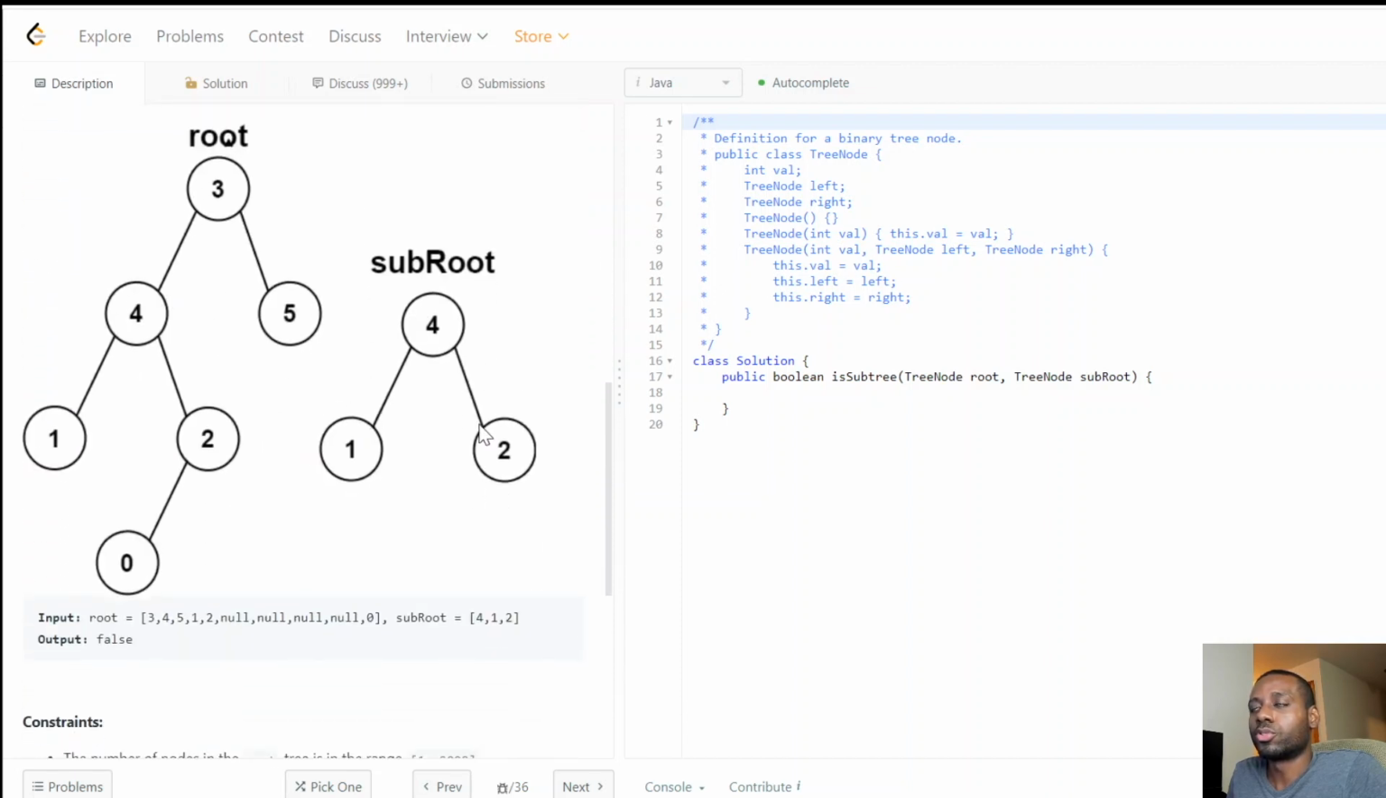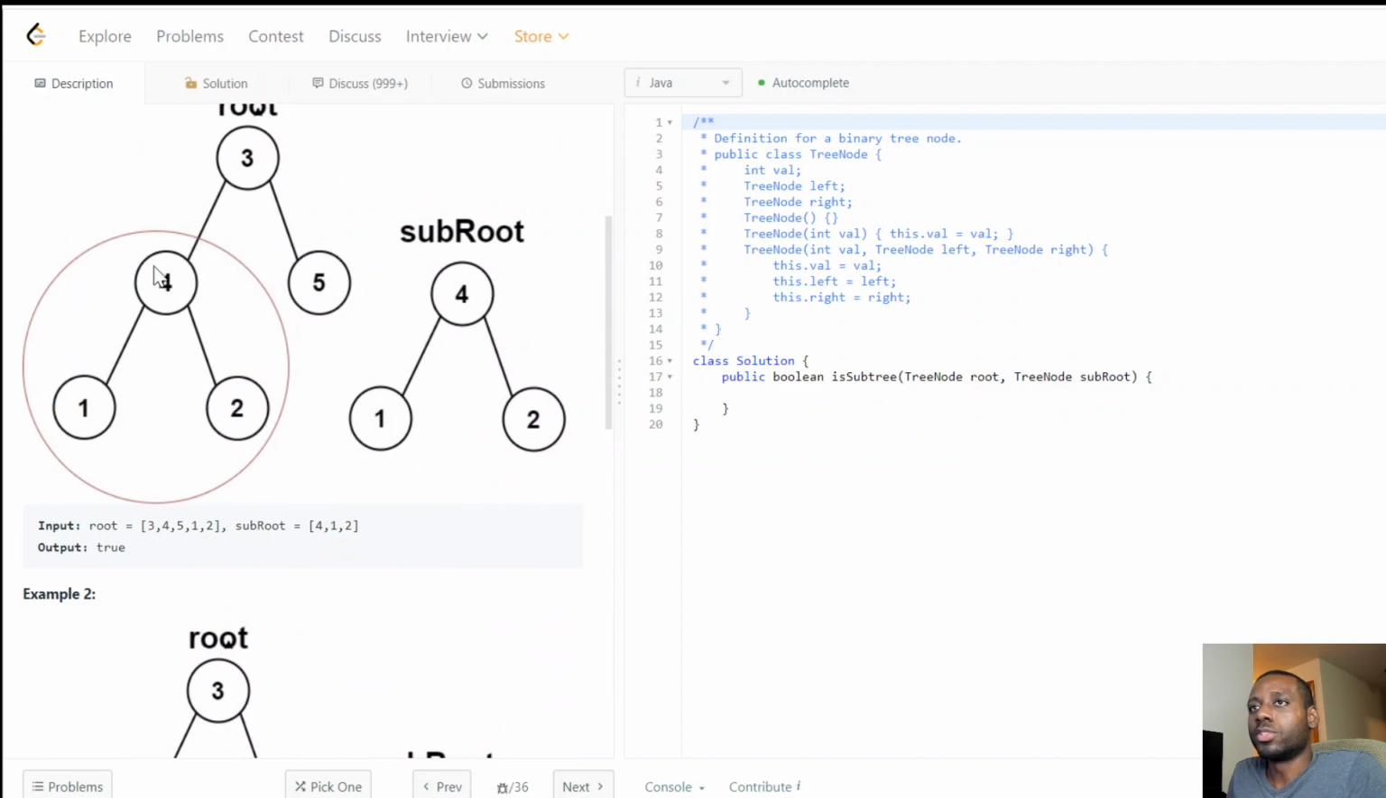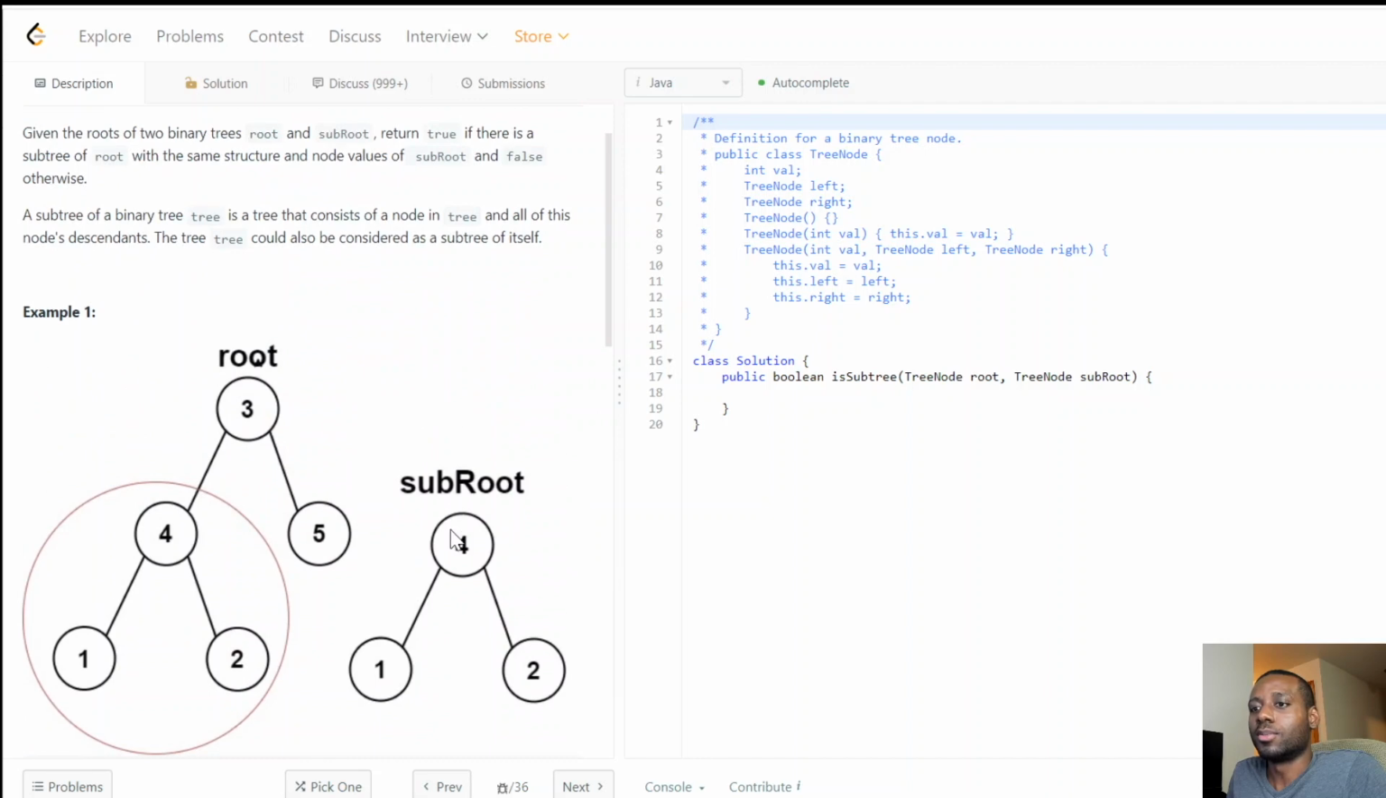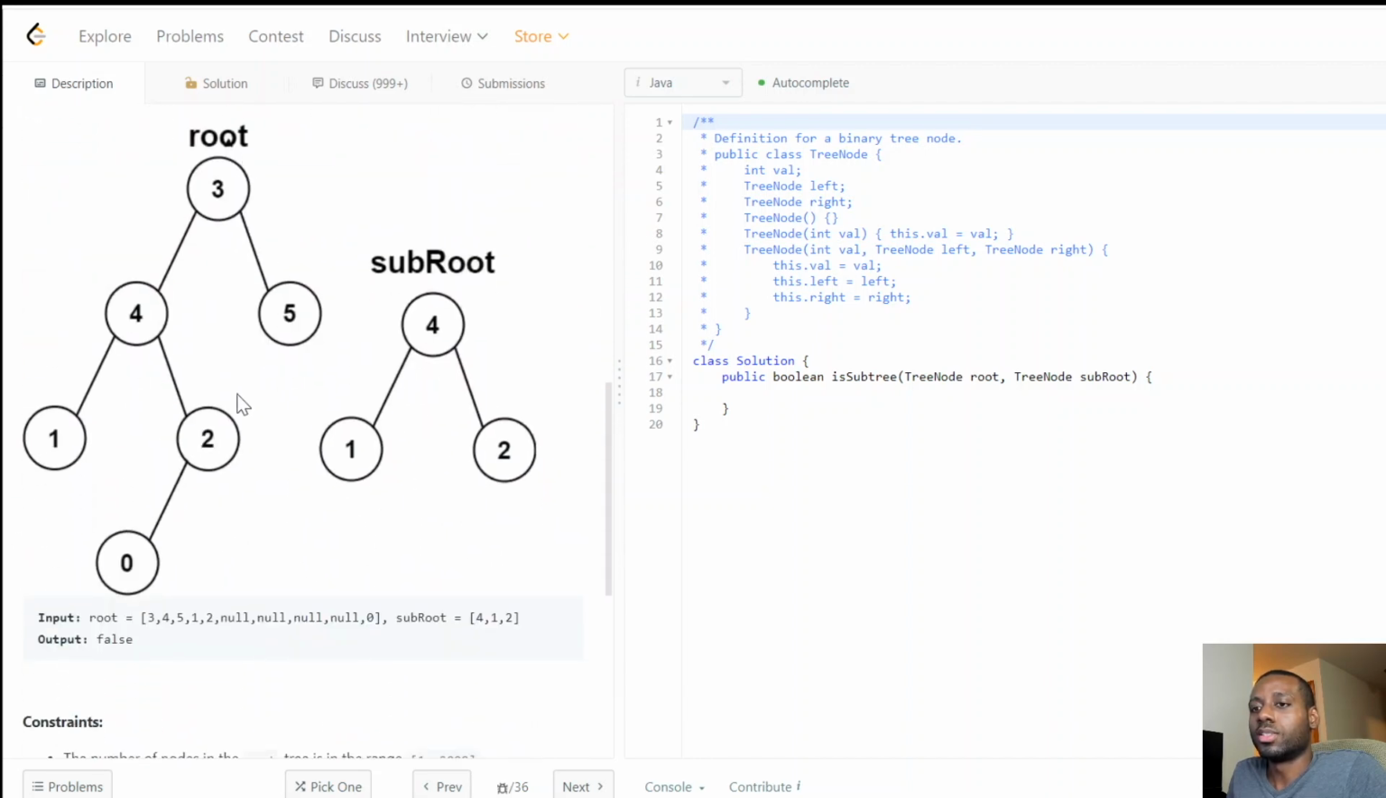So this example is very interesting. We can see that one of the subtrees that we talked about, the subtree rooted at 4, is equivalent to the subtree that's passed to us. We can say that this subtree exists in the tree that's given to us, pretty easily.